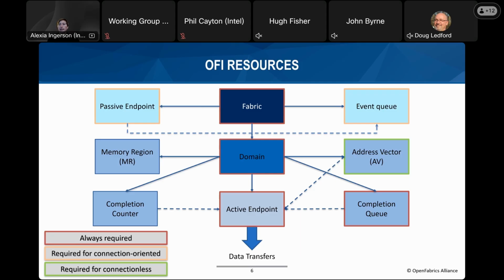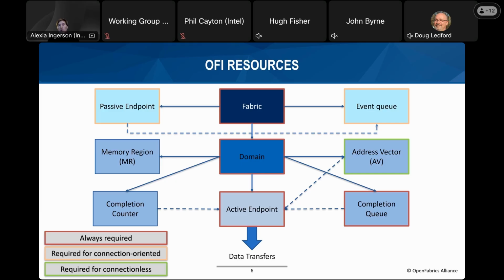Passive endpoints are allocated directly under our fabric. They're only required when using a connection-oriented protocol. So a passive endpoint is where we're going to be listening for incoming connection requests and then accept those connection requests. Events associated with connection management will be reported to an event queue, also allocated under our fabric. Then under that is our domain, which defines the boundary for associating resources. This can include memory regions that are registered for use in data transfers, address vectors, which are used for reliable and unreliable datagram protocols for address mapping, and then completion structures, such as completion counters and queues.